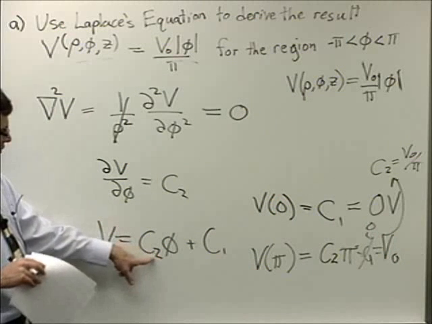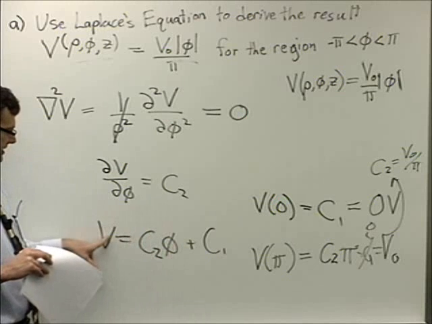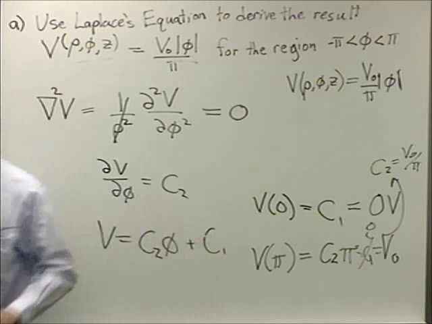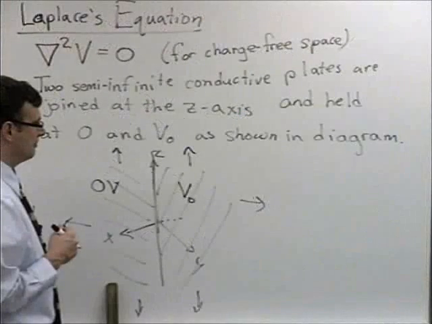Because for this generic form, when we evaluate phi equals 0, then V is equal to C1. But phi equals 0 corresponds to anywhere along this 0 voltage plate. So that's the first boundary condition we're enforcing, and that implies that C1 must be equal to 0. Remember, if you have a second order partial differential equation like this, you're going to need two different boundary conditions to solve for it of this simple variety.